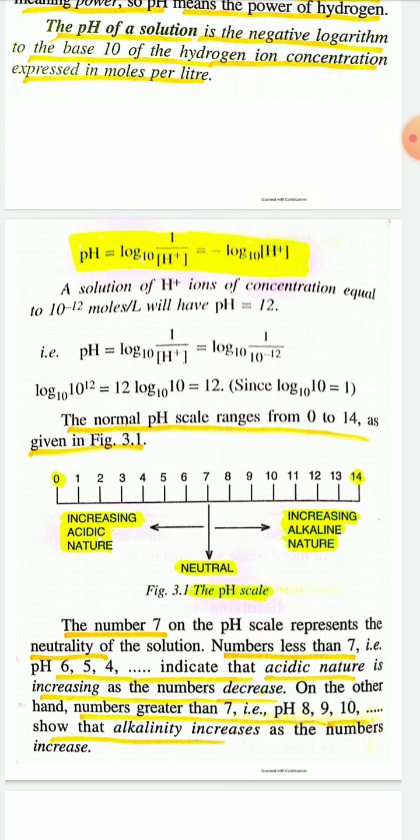If the pH of a solution is less than 7, then the solution is acidic in nature. If the pH of a solution is greater than 7, that is 8, 9, 10, 11, 12, 13, 14, then the solution is basic in nature or alkaline in nature. The higher the value of pH, the higher the basic nature of the solution, and the lower the value of pH, nearer to 0, the higher the acidic strength of the solution.